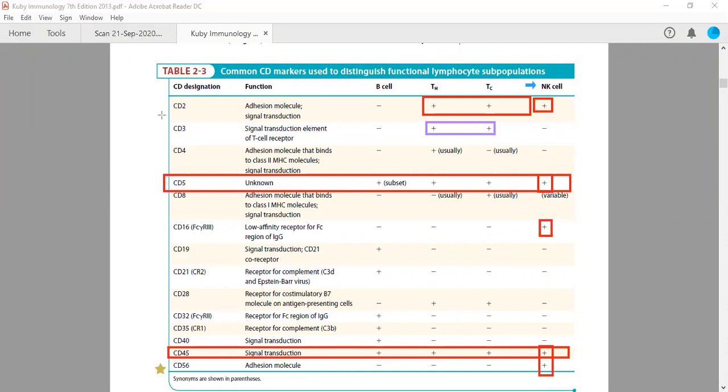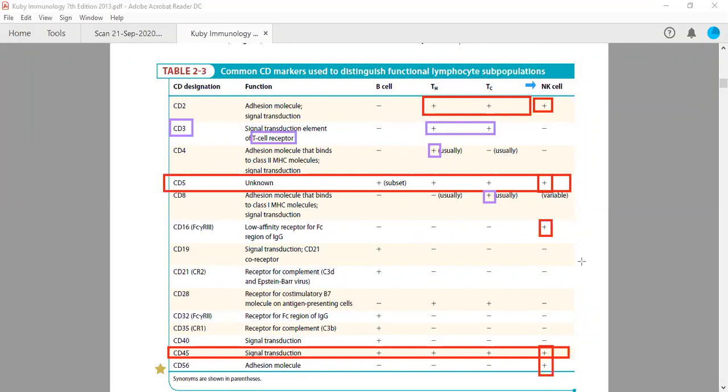All the T cells have CD3, which is also called the T cell receptor. If you remember, B cells have the B cell receptor, BCR, but these have T cell receptors. So the CD3 molecule is common to all the T cells. CD4 is present in one population of the T cells, which is called T helper cells. CD8, the other cell type, called T cytotoxic cells, has the CD8 molecule.